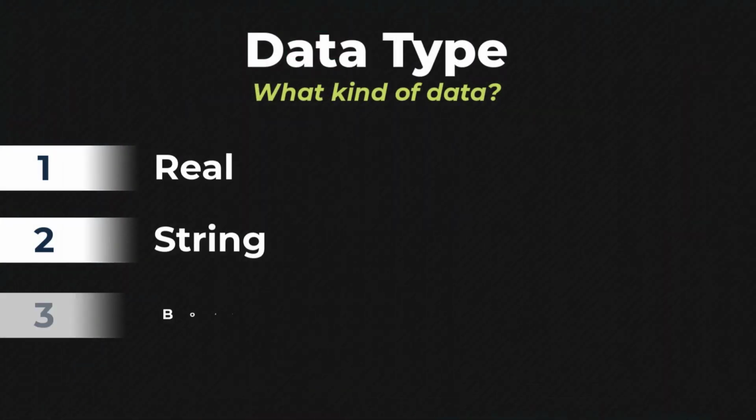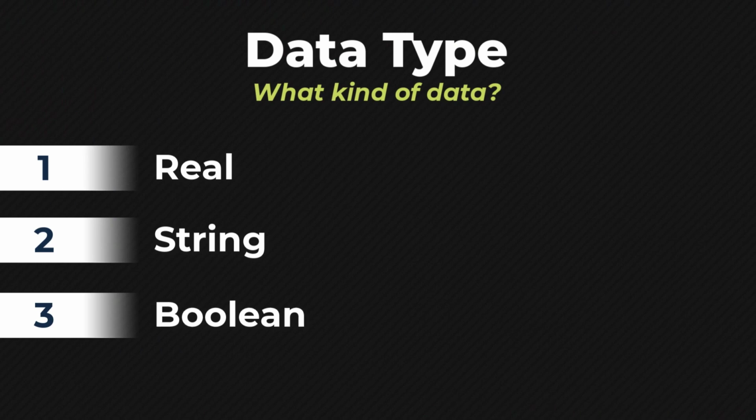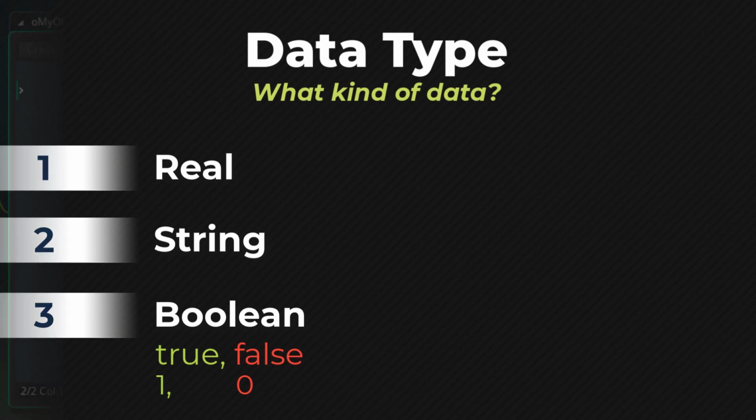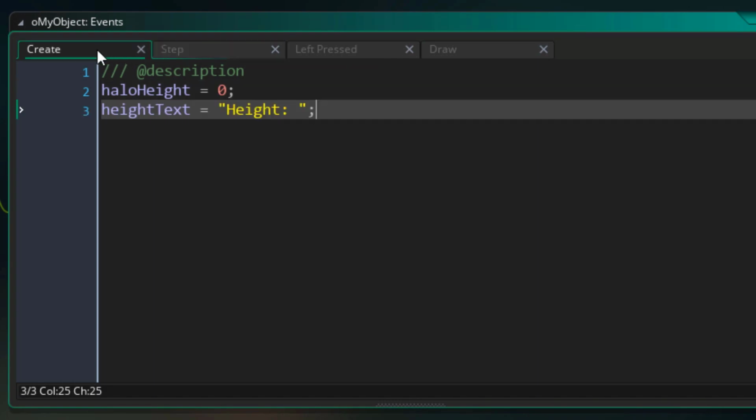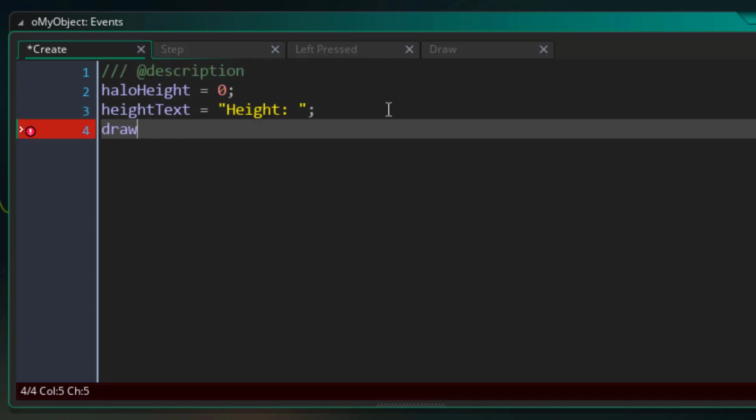Now let's talk about a Boolean, which is a simple data type that can have only two possible values. Those values are true and false, which are equivalent to 1 and 0. So this can be used, for example, to tell whether something is enabled or disabled, or whether some condition is true or false. So back in the create event, let's create a variable called drawHaloHeight and set it to true.